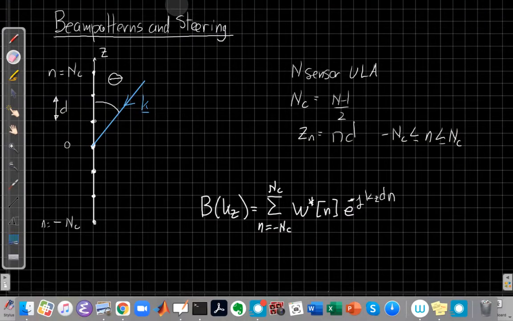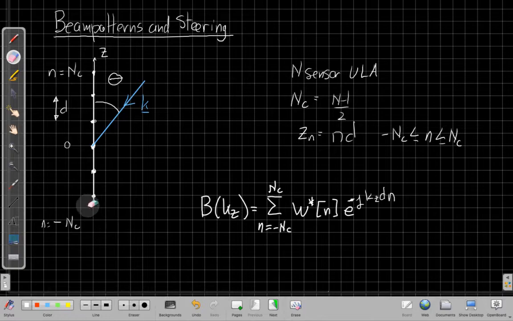So again, for tonight, we're going to focus on uniform line arrays, just like we did in the previous class, where we're going to assume we have a linear array of sensors along the z-axis. We're going to assume we have an odd number of sensors, N, so we can talk about putting the middle sensor at z equals 0 here. So this is our origin of the z-axis here at the middle sensor.